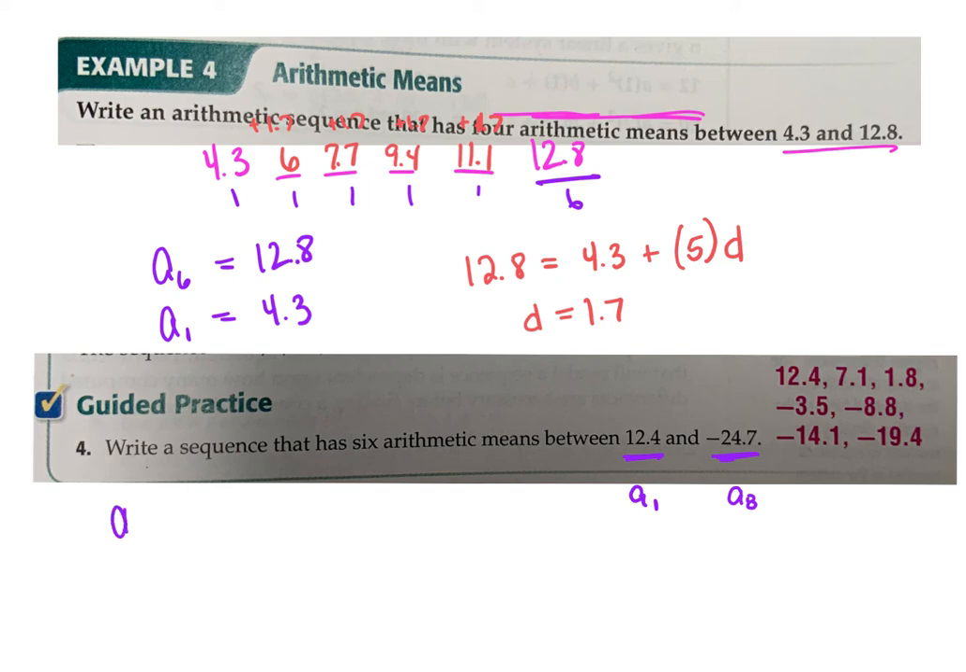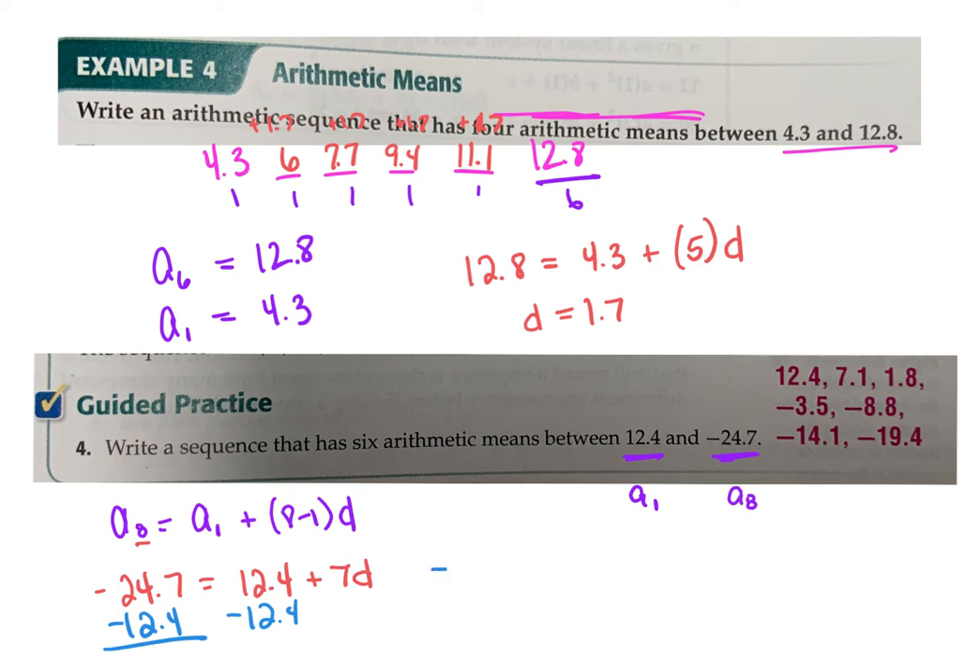So a sub 8 should equal my first term plus 8 minus 1, or n minus 1, times my common difference. All right, so I'm going to plug in what I have. I have the 8th term. That's -24.7. I have my first term, 12.4. And then 8 minus 1, because that is 8, is going to be 7 times d. I'm going to subtract my 12.4.